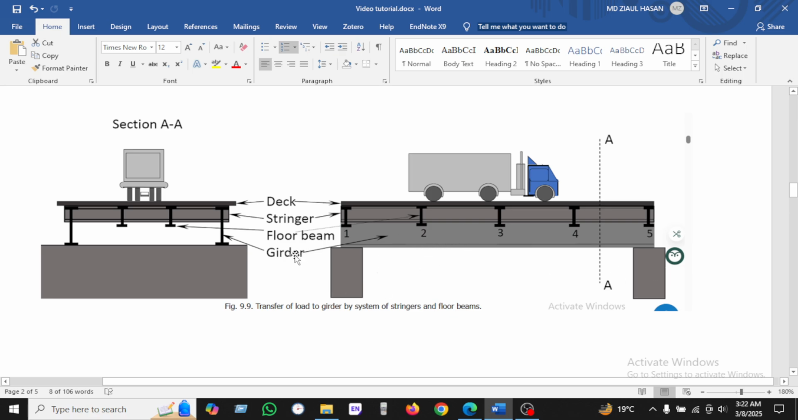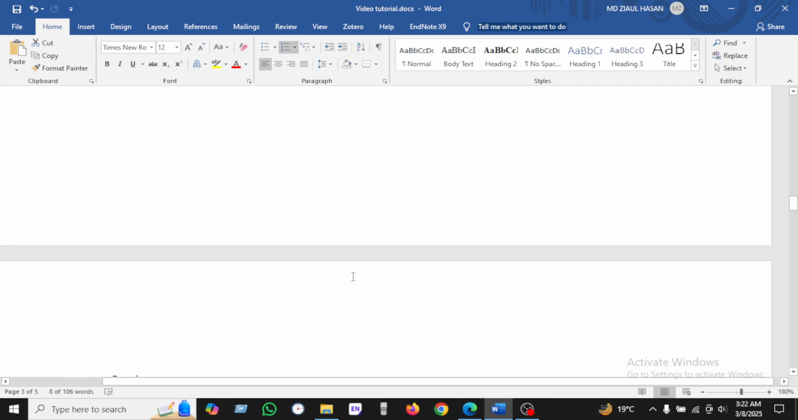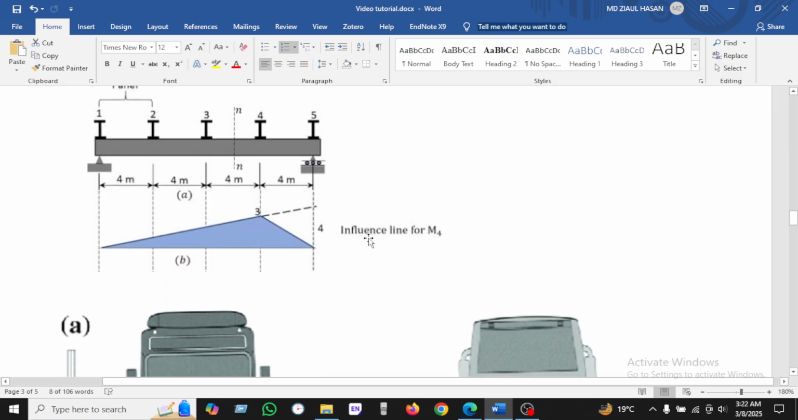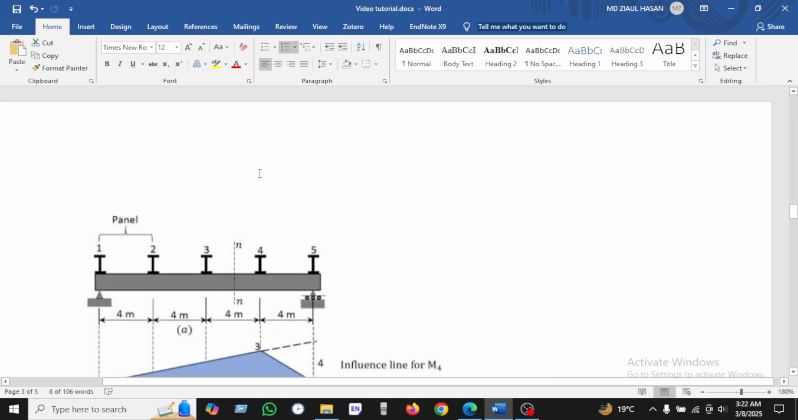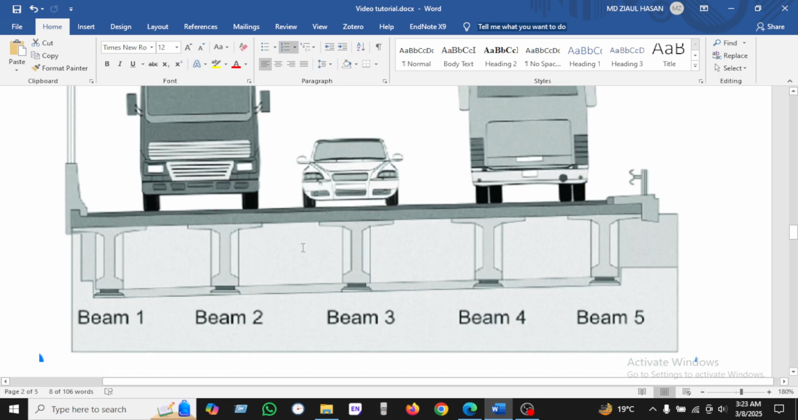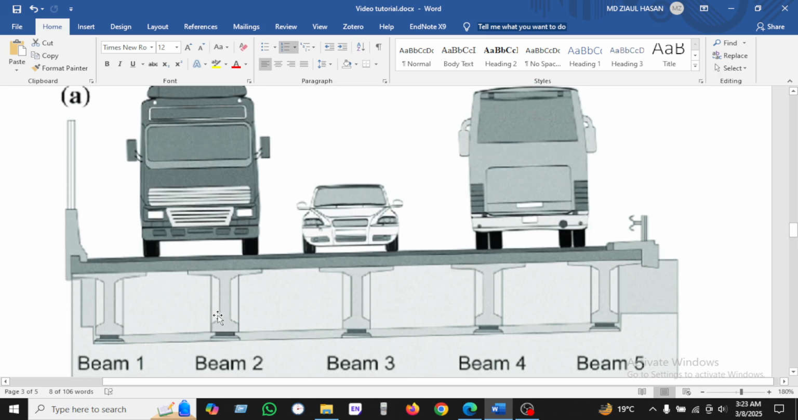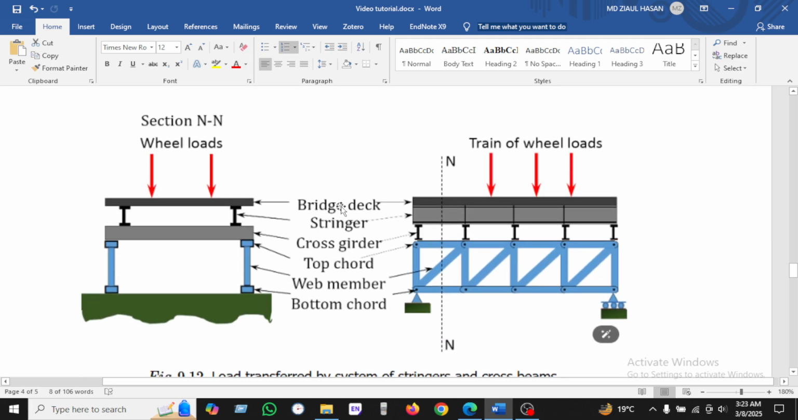This is the girder, and this is the floor beam. The floor beam is given here, and this is the stringer, and this is the slab. This is for bridges, and you can see here the influence line. This is the girder, and the floor beam and the stringer. You can see here the girder and the deck slab, and a car is moving on the road.